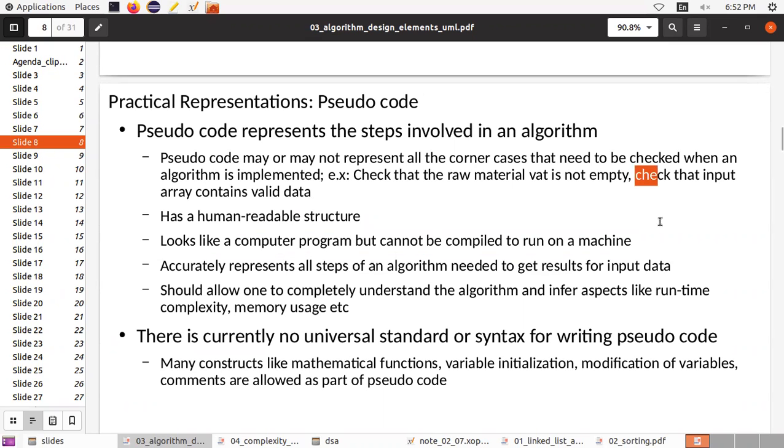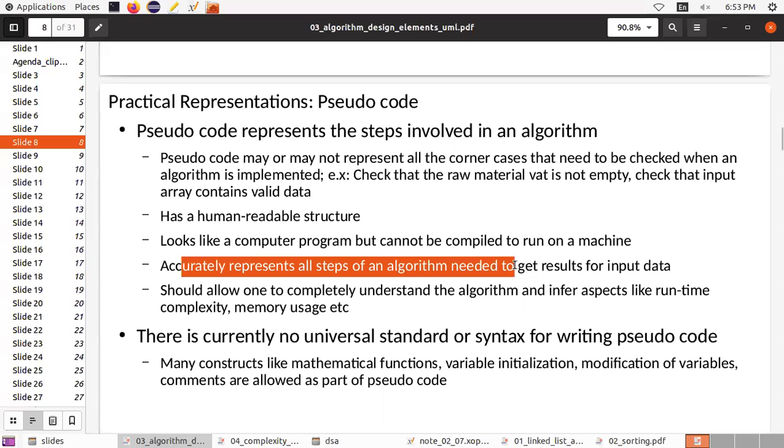Because when you want to run things on a machine, you have to check for these kinds of cases. You have to check that the input array is having valid data or not. So it may not run on a machine. And obviously something that runs on a machine cannot be human readable. It would have some syntax and so on. It should accurately represent all the steps of an algorithm to get the results for an input data.